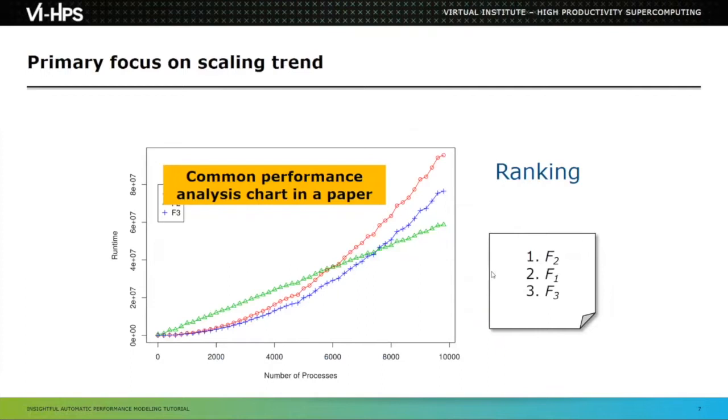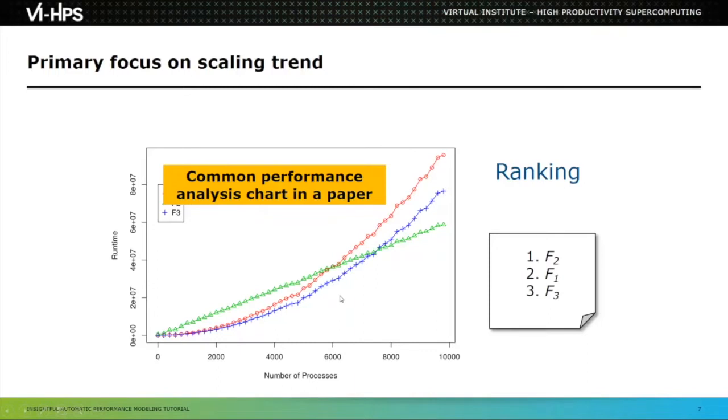The primary focus of ExtraP is on scaling trends, so identifying scaling trends. Usually, a visualization of a performance model that you see in a paper looks like that. So the data here looks quite clear and is somehow directly available for the reader to see what the scaling trend in this performance data is.